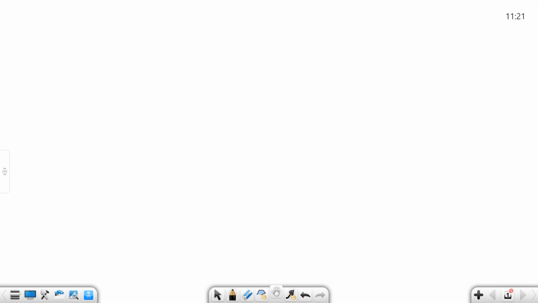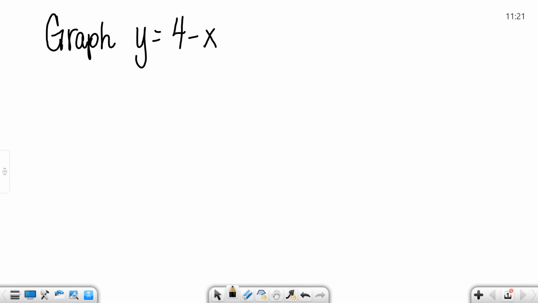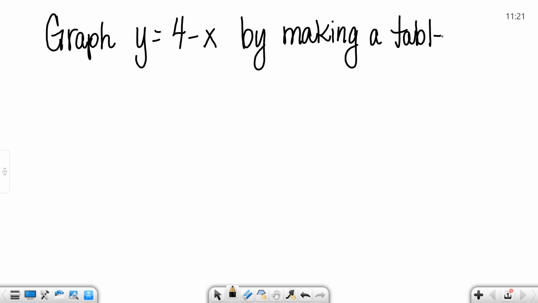All right, so that's the basic part of graphing. Let's go ahead and jump into graphing some other things. In this case, this would be a line. You don't have to necessarily recognize that that is a line, because we're going to graph it by making a table. And so that's the first way that we're going to graph things, is by making a table.